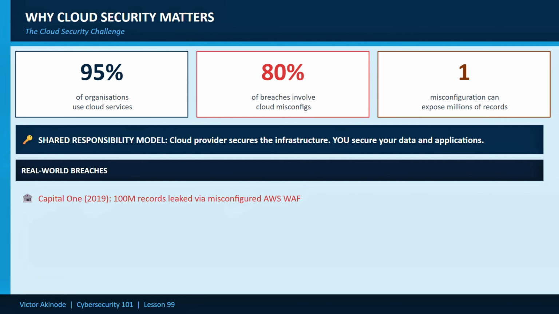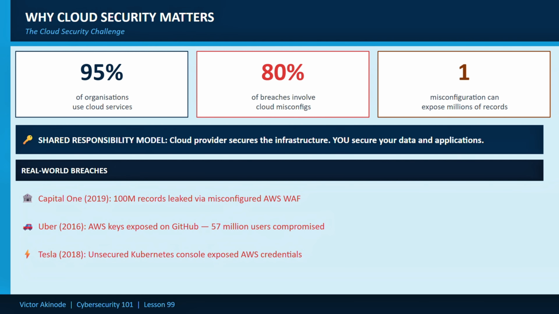Now let's consider the real world use cases. Capital One in 2019 leaked 100 million records through a misconfigured AWS web application firewall. Uber in 2016 had AWS keys exposed on GitHub, compromising 57 million users. Also, Tesla in 2018 left a Kubernetes console unsecured, exposing AWS credentials. These weren't sophisticated attacks. They were simple misconfigurations that could have been prevented.